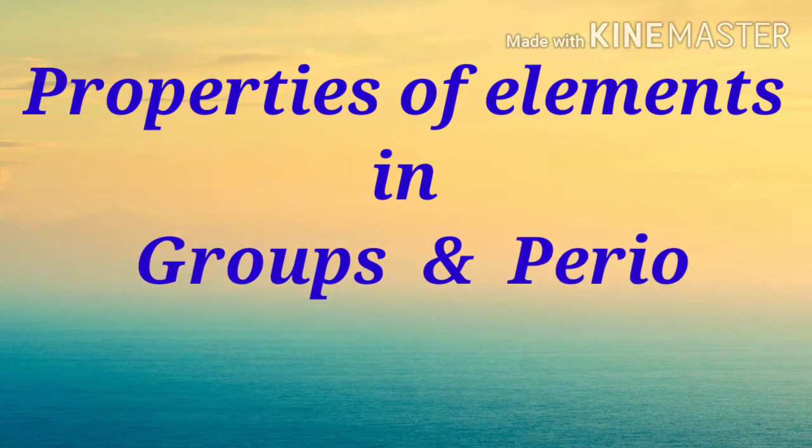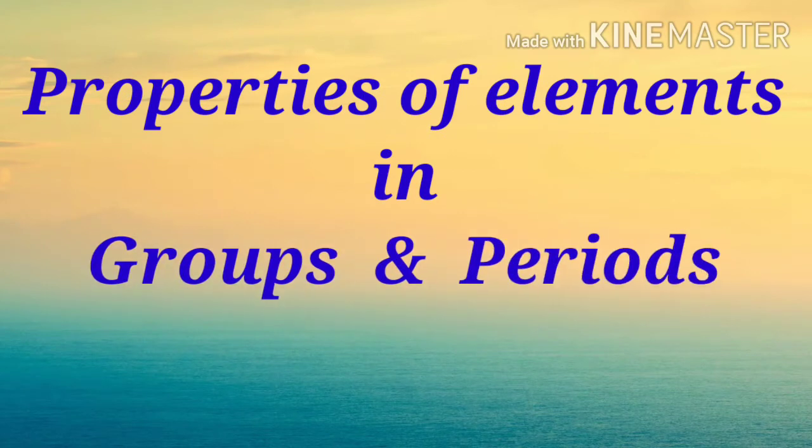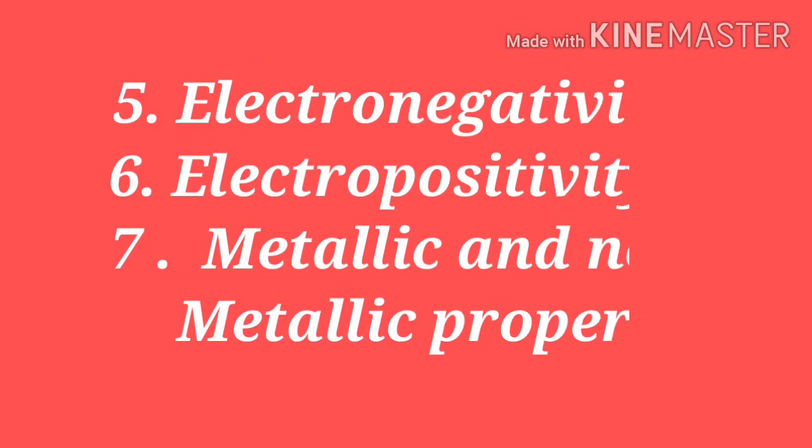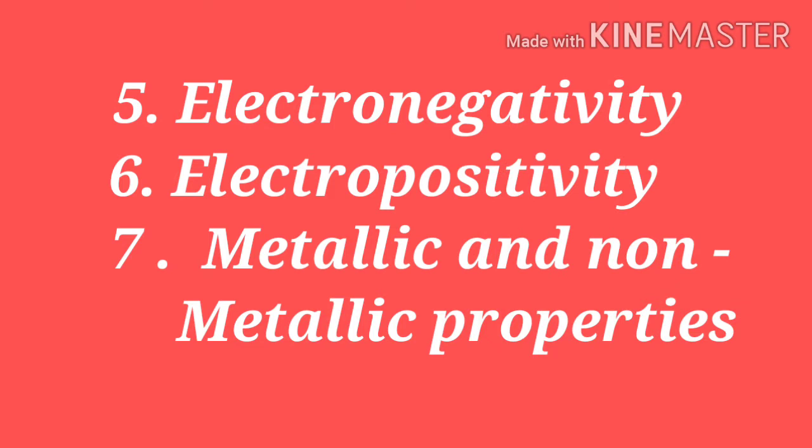Properties of elements in groups and periods. Fifth one, electronegativity. Sixth one, electropositivity. Seventh one, metallic and non-metallic properties. Electronegativity.